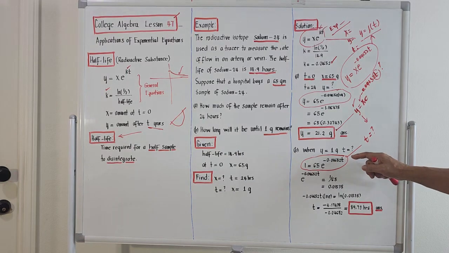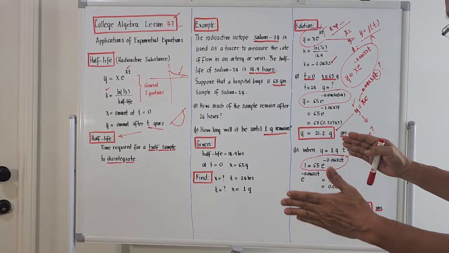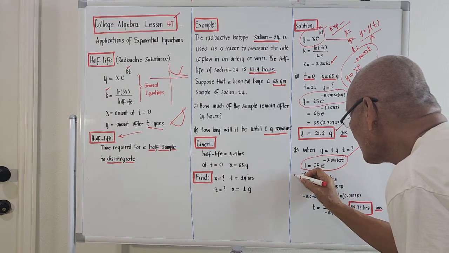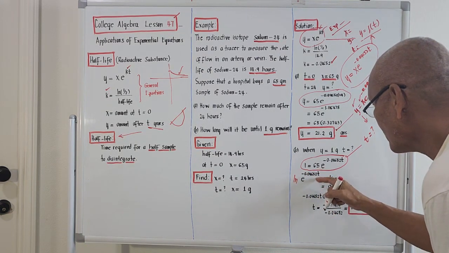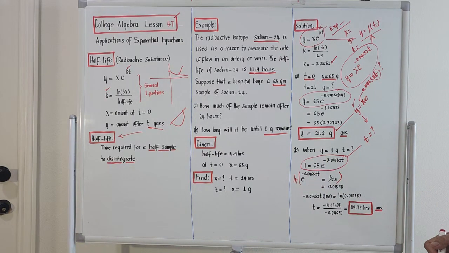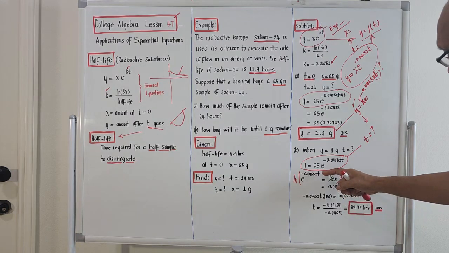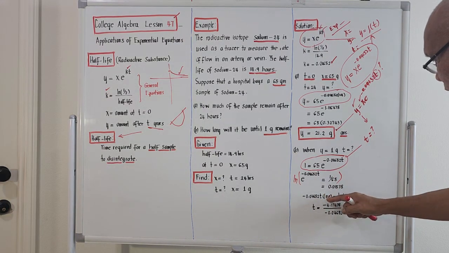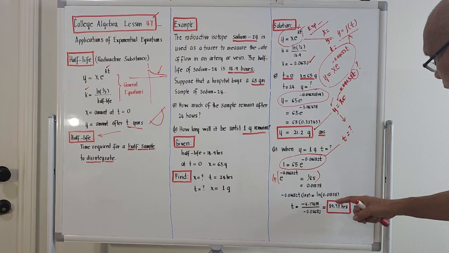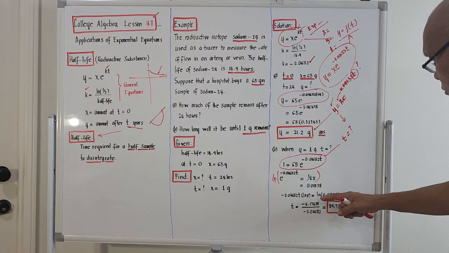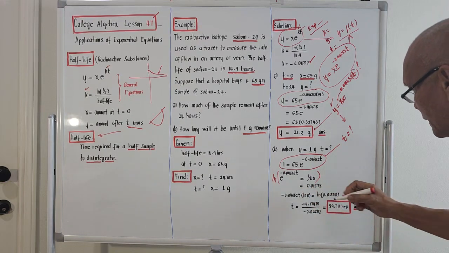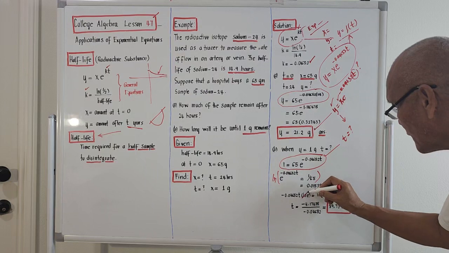The unknown is actually on the exponent, so to bring it down, we will take the natural logarithm of both sides. If we expand the left hand side, the exponent will come down times the natural logarithm of e, and this should be equal to the natural logarithm of 1 over 65, which is less than 1, natural logarithm of 0.01538.